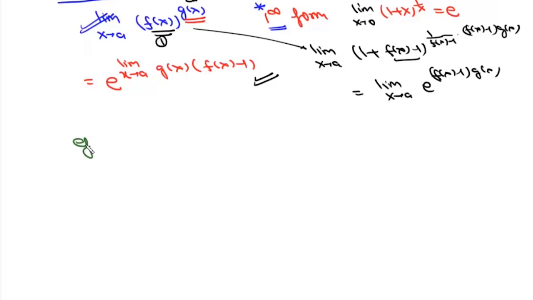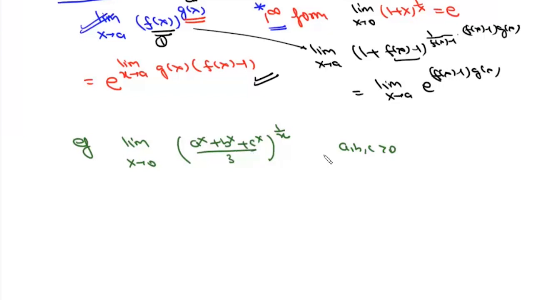Say for example, we have to solve this limit: x tends to 0, (a to the power x plus b to the power x plus c to the power x upon 3) whole to the power 1 by x, where a, b and c are greater than 0. Now if we put x as 0, this is 1 plus 1 plus 1, 3 upon 3 is 1, and 1 upon 0 is infinite, so it is 1 to the power infinite form.